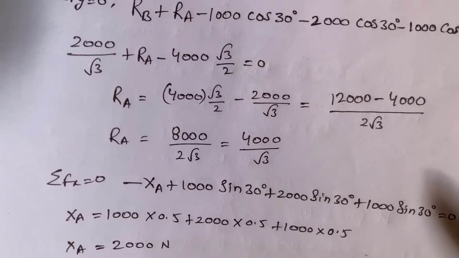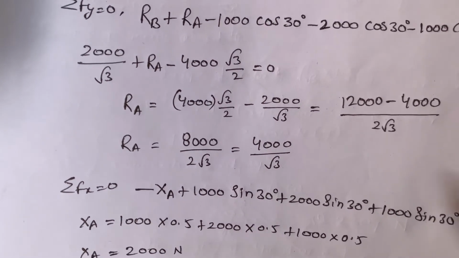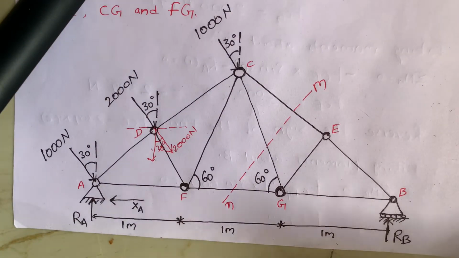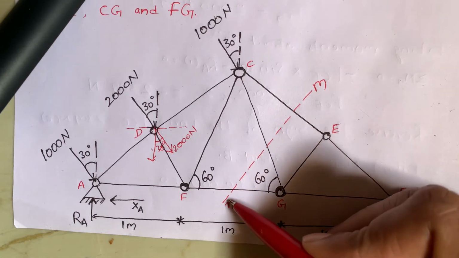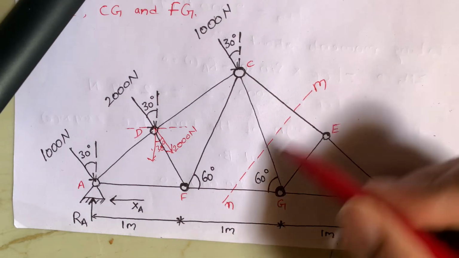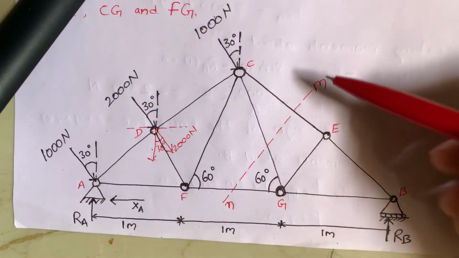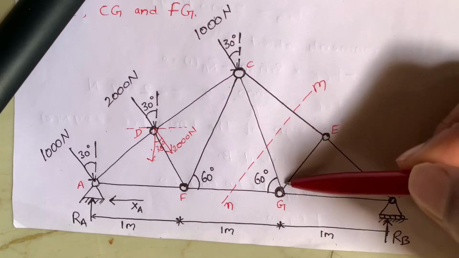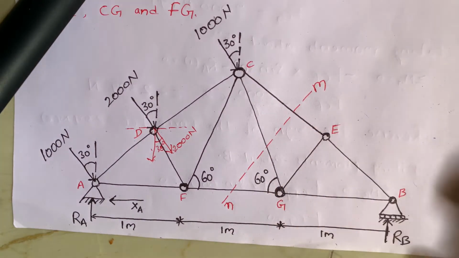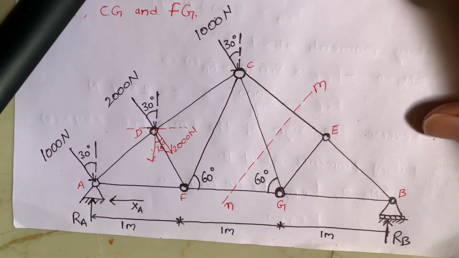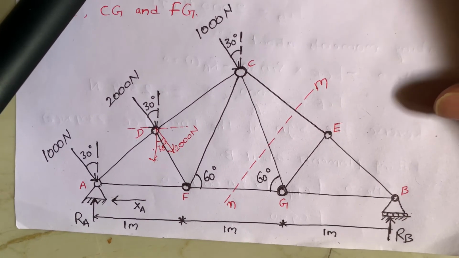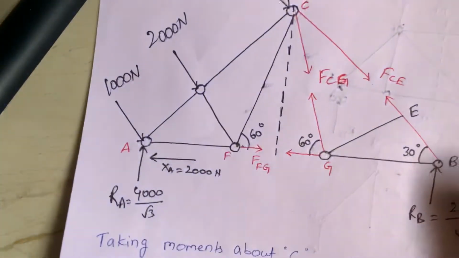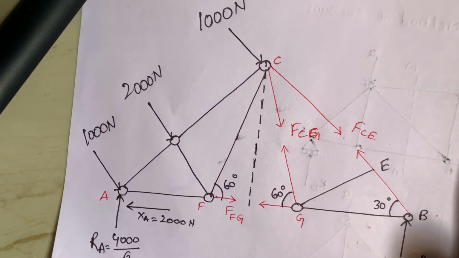So after finding these support reactions, we have to draw the free body diagram for this section. Here I am passing one section that is named as MN. Why? Because we are going to determine the axial forces in this member, CE, CG and FG. So I am considering the free body diagram for this section. So here is the free body diagram.